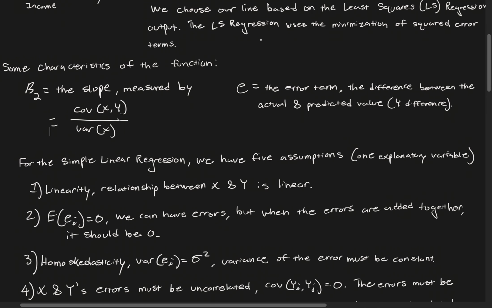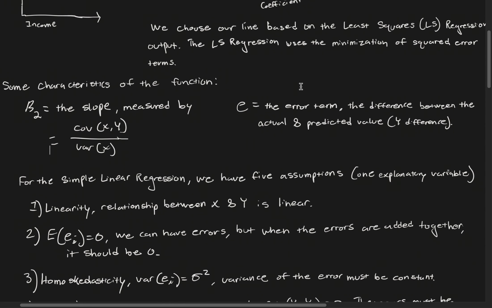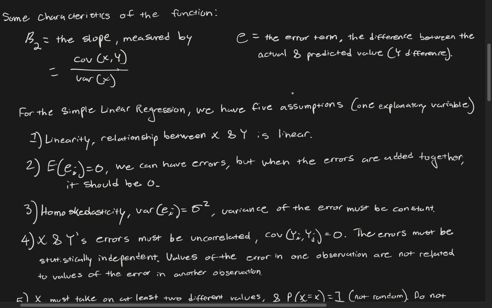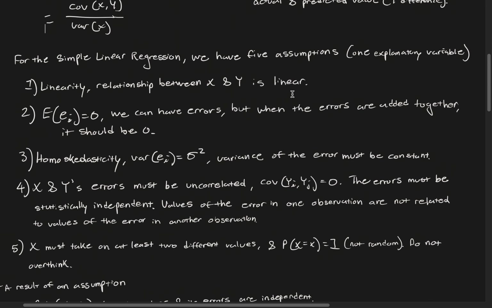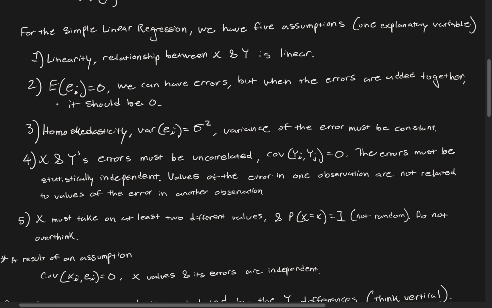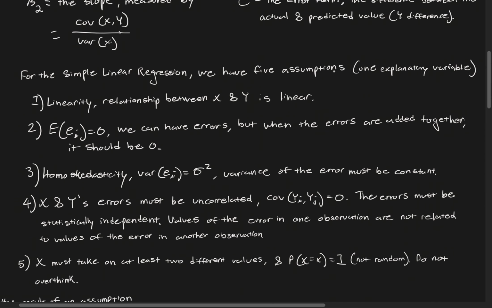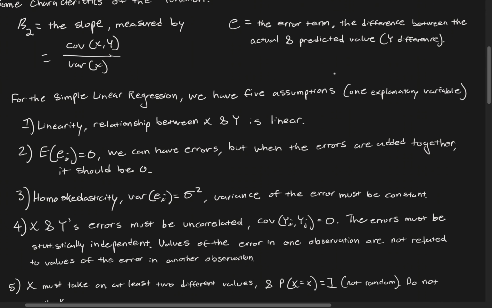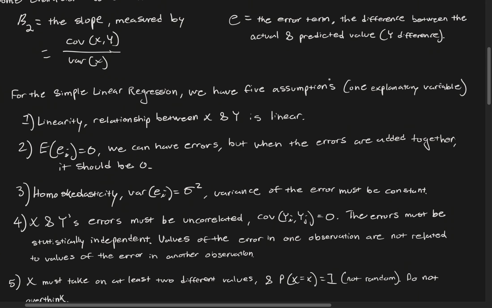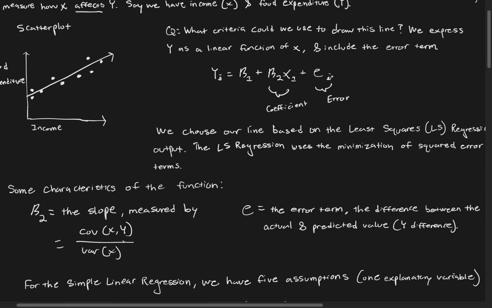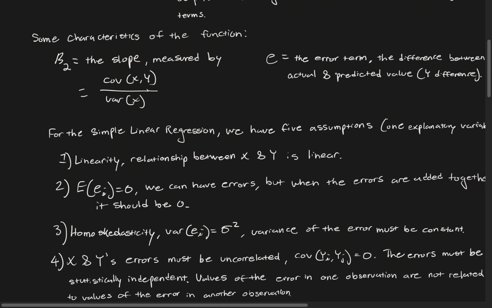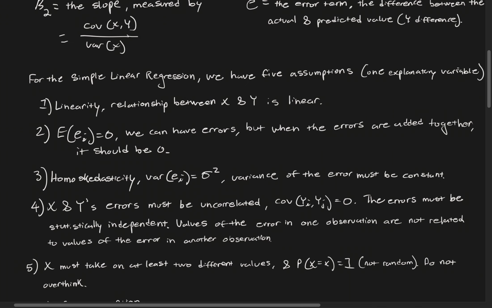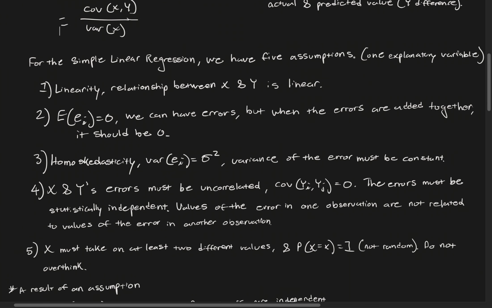In the simple linear regression, where we have just one explanatory variable, we have to make 5 assumptions. The 5 assumptions are given here. The 5 assumptions I wrote down are not exclusive to my lecture. They're consistent in every lecture or video you'll see on the simple linear regression. I'll go over them one by one.